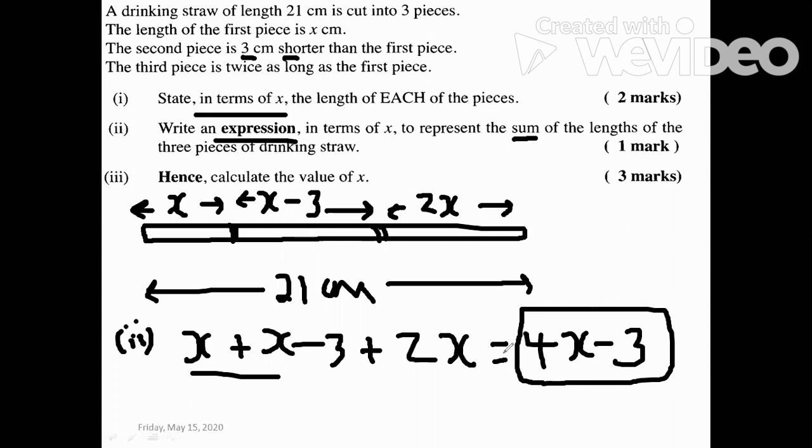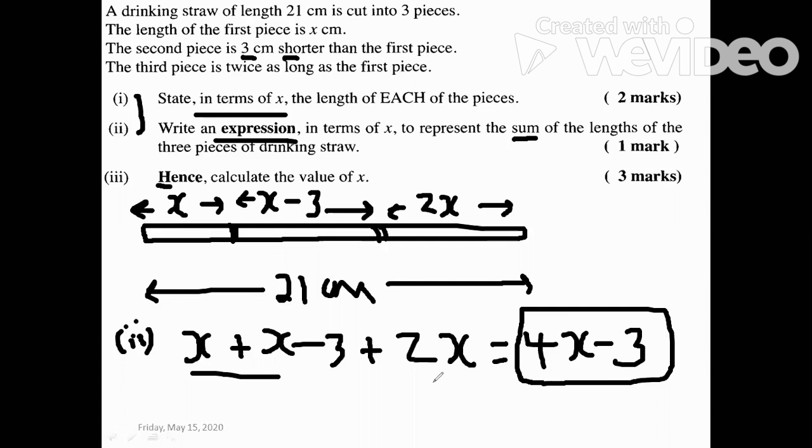Now part 3 says, so hence. Hence means use your previous 2 answers to work out the value. So calculate the value of x. Now if 4x represents the total length of the straw and the actual length of the straw is 21, then basically 4x minus 3 will be equal to 21 centimeters, and we can find x.